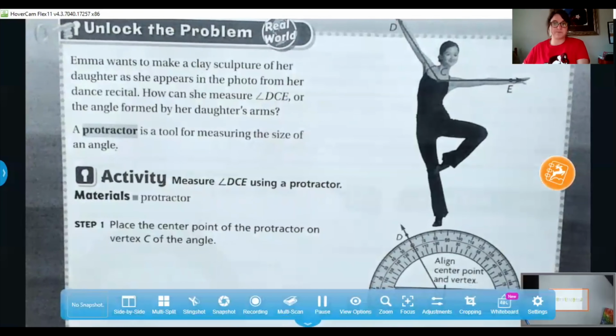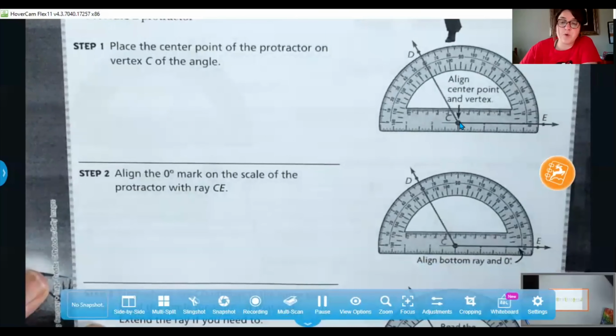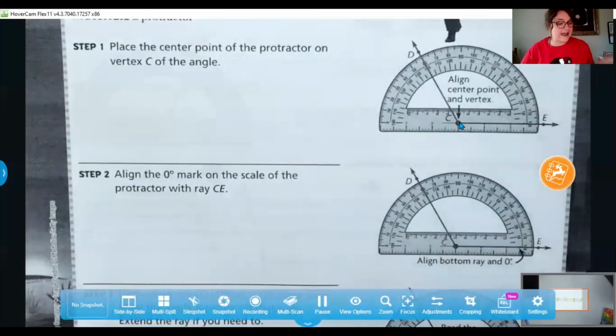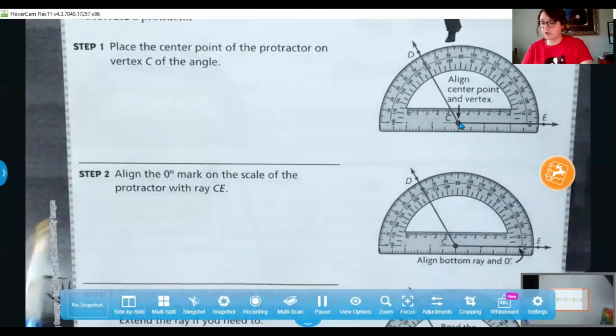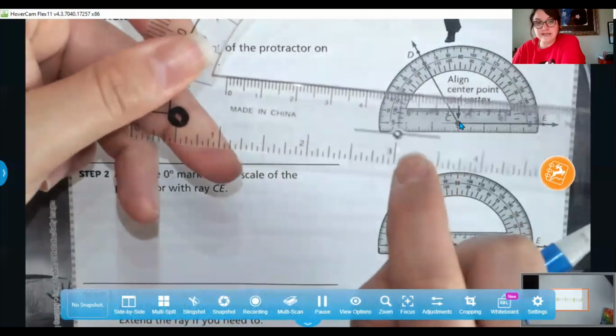So we're going to use this protractor. Our first step is to place the protractor at the center point of the vertex. So if I had a big protractor, it would look like this. Here is my center point. I'm going to get my center point here and line it up just like that.